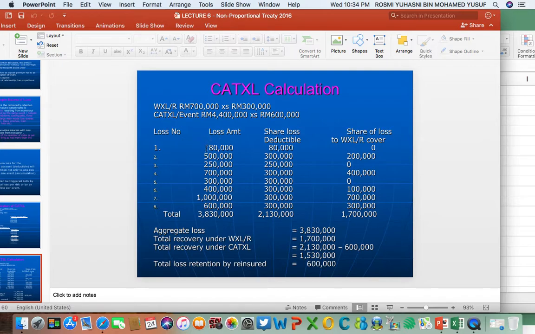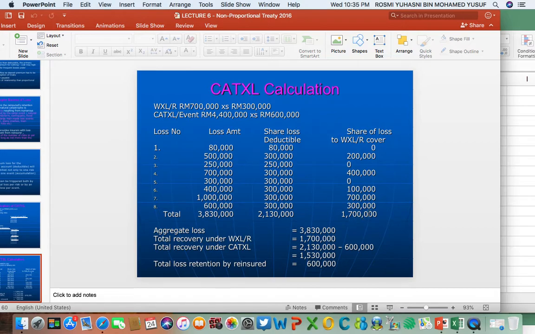For risk number 2, claim is 500,000 minus deductible 300,000. Recovery will be 200,000. For risk number 3, 250 is not more than the deductible, meaning that recovery is 0. The same goes with risk number 5, 300,000. They're going to be 0 recovery from the working excess reinsurer. So total up here, recovery from working excess of loss reinsurer for 8 claims is 1.7 million.